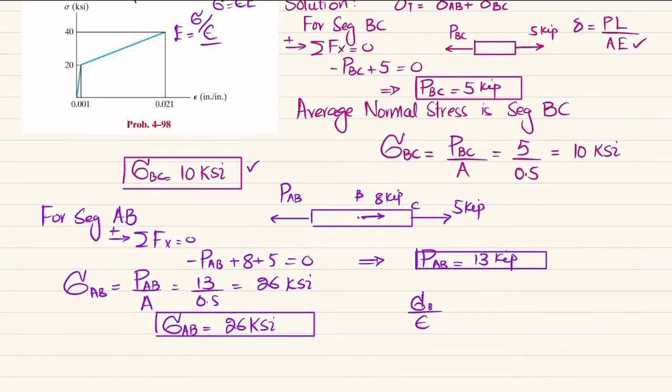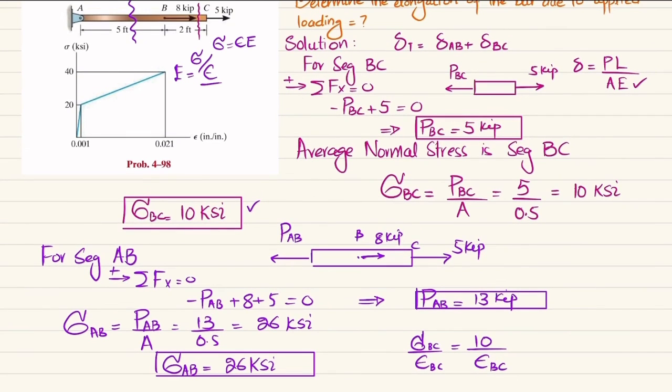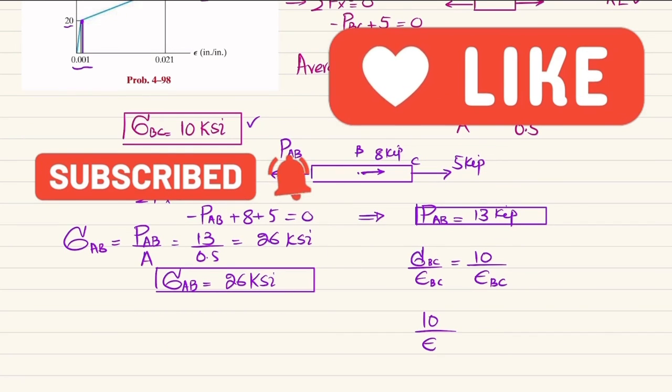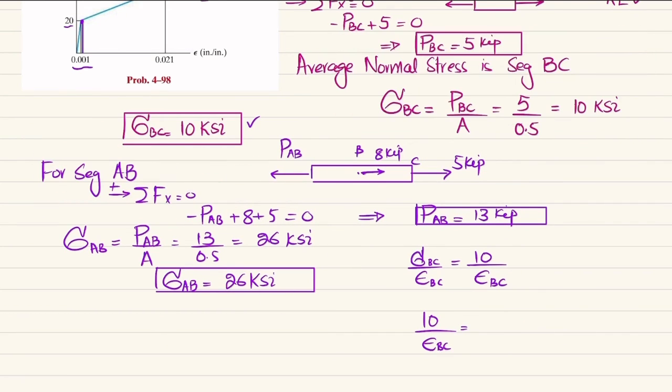So for sigma BC over epsilon BC, if I take it, this will be equal to 10 divided by epsilon BC. And what if I take the ratio at this point? This is 20 sigma, and for this 20 sigma we have epsilon 0.01. So we will take the ratio: sigma 10 divided by epsilon BC will be equal to 20 divided by 0.001. Let me explain again.